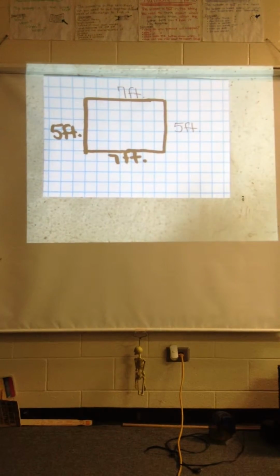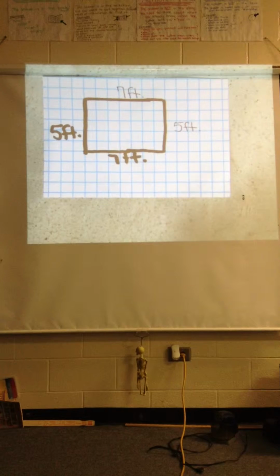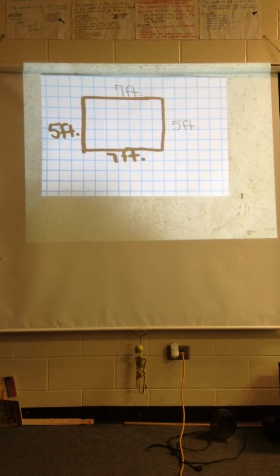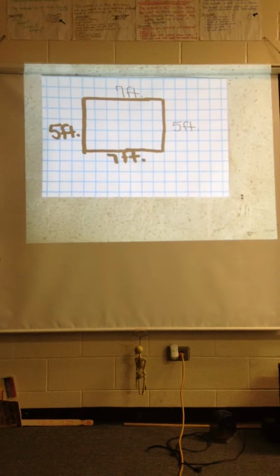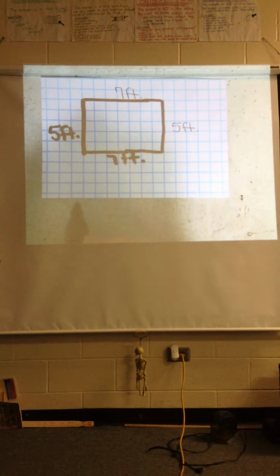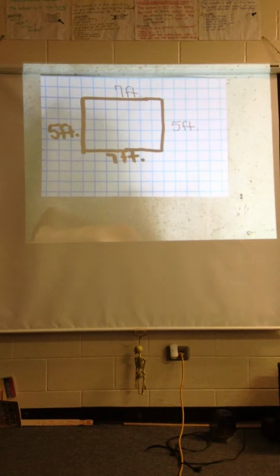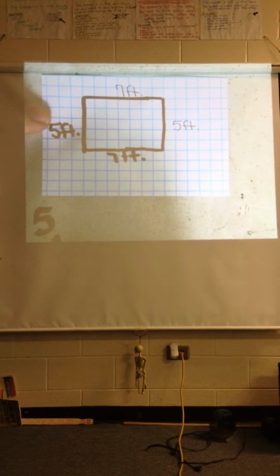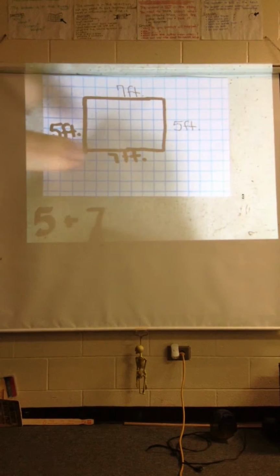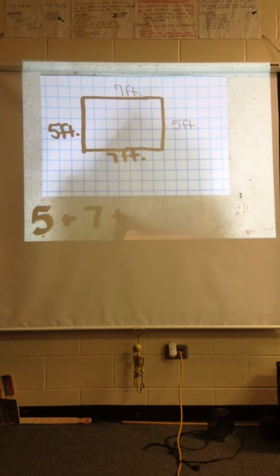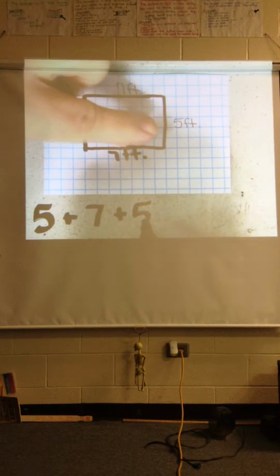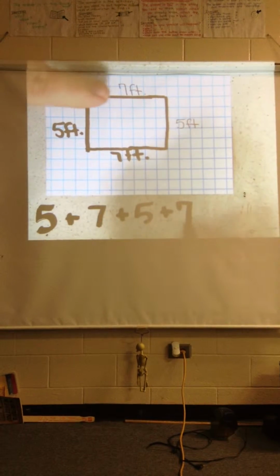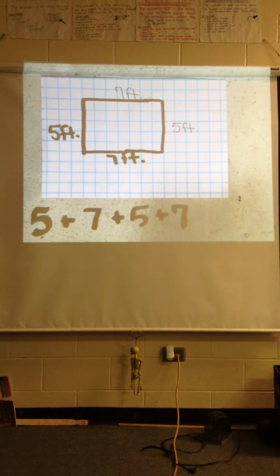Now I go back to my definition of a perimeter. Perimeter means you add up all the sides. I have 4 sides. I should be adding 4 numbers. That equation will look like this. 5 plus 7 plus 5 plus 7. You can do 2 different strategies.